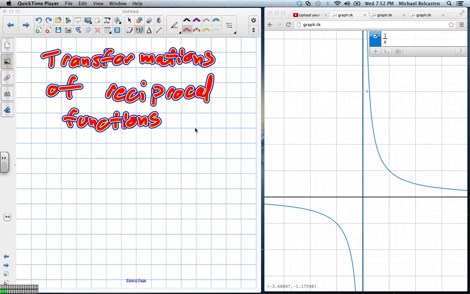So, transformations of the reciprocal function. We have the reciprocal function on the right here. That's the original one, and that's the shape it makes right around the origin.